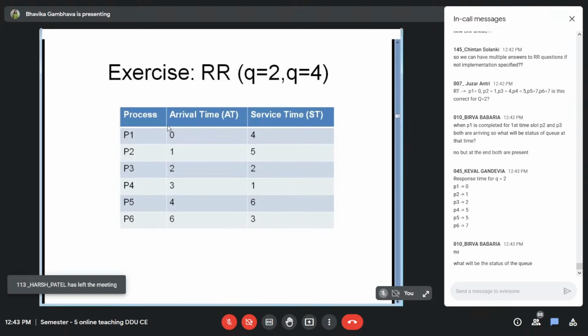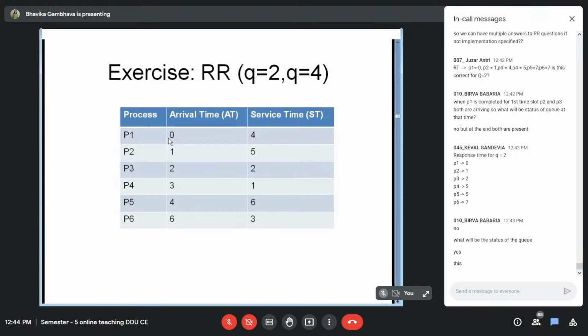Okay, you are saying that when it is, what will be the status of the queue? At what point? In this example only, or are you suggesting a different example? In this example only. Okay. So at 0, in the queue we have P1. At 1, P2 is executed and in the queue we have P1. At 2, P2 will be executed. In the queue we have P1 and then P3. Is this what you are asking?